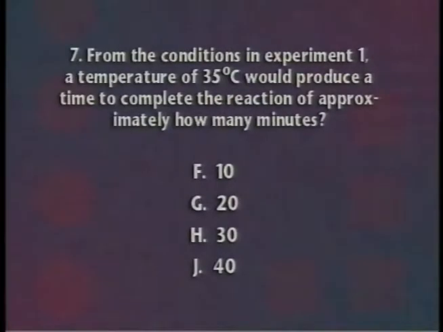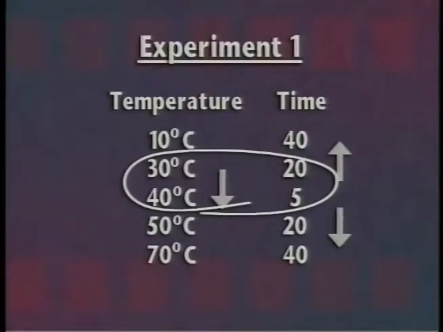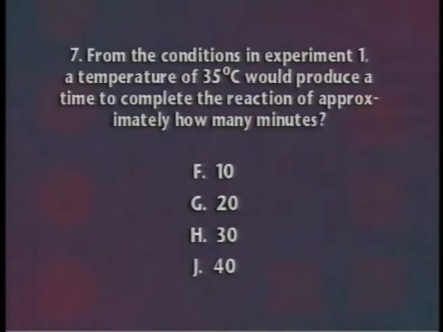From the conditions in experiment 1, a temperature of 35 degrees centigrade would produce a time to complete the reaction of approximately how many minutes? This is an inference question, asking us to make predictions with new values. Looking at the data in experiment 1, a temperature of 35 degrees centigrade would fall between 30 degrees centigrade and 40 degrees centigrade. This means it falls between a reaction time of 20 minutes and 5 minutes. Looking at the options, answer F is the only value between 20 minutes and 5 minutes. The answer is F.